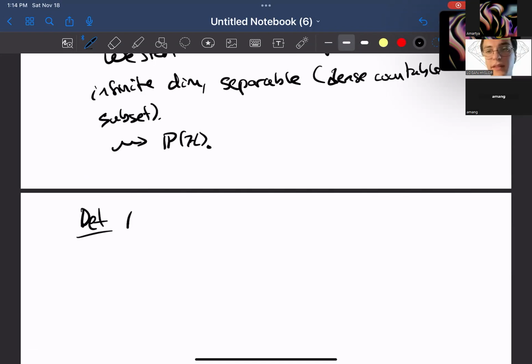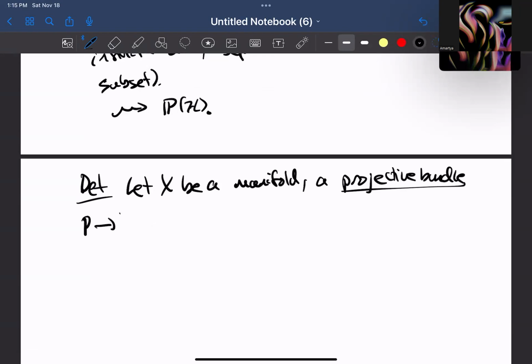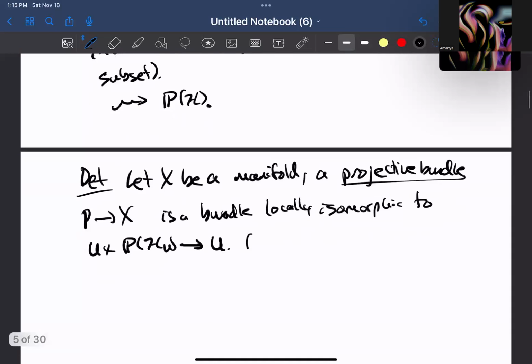So let X be a, say, manifold, or really just finite CW complex, locally compact Hausdorff space, what have you. A projective bundle P to X is a bundle locally isomorphic to U times the projective space of a Hilbert space H_U, mapping down by the projection to U. Here, this Hilbert space H_U is allowed to depend on U.